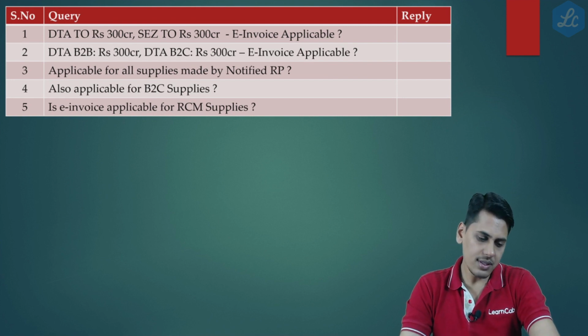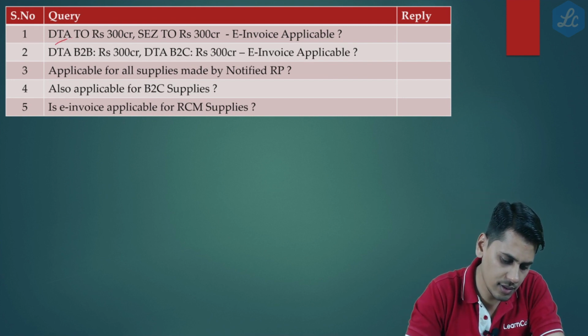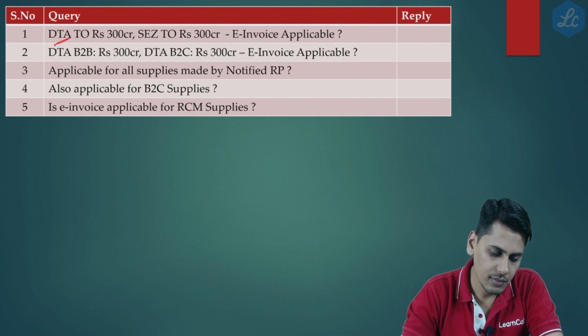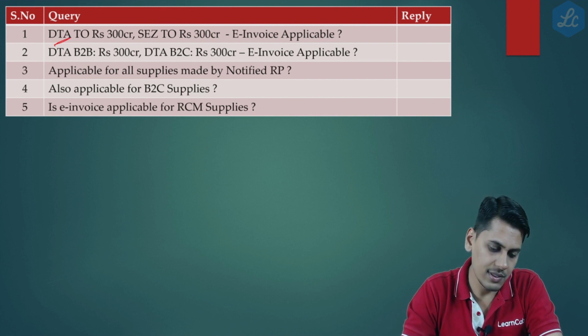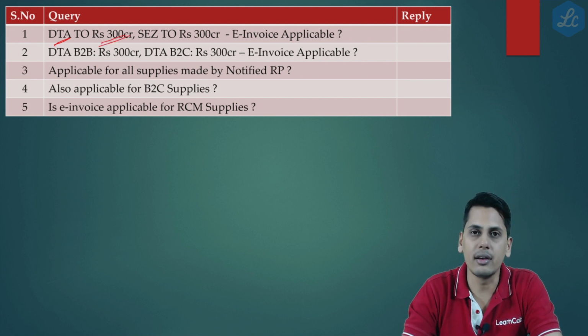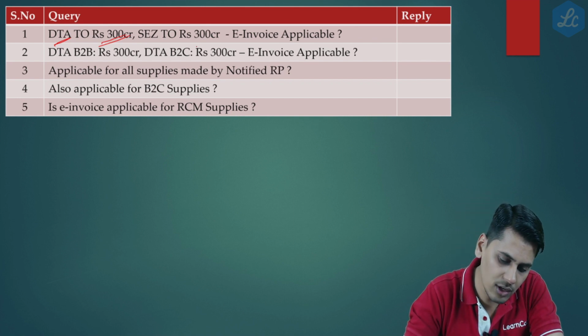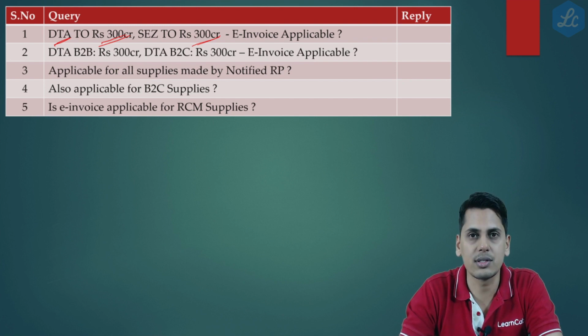Let's take few examples. Let's suppose there's a domestic tariff area. There's a business which is having a unit in domestic tariff area. The turnover is 300 crores. The very same person is also having a unit in special economic zone. The turnover of that special economic zone unit is 300 crores.